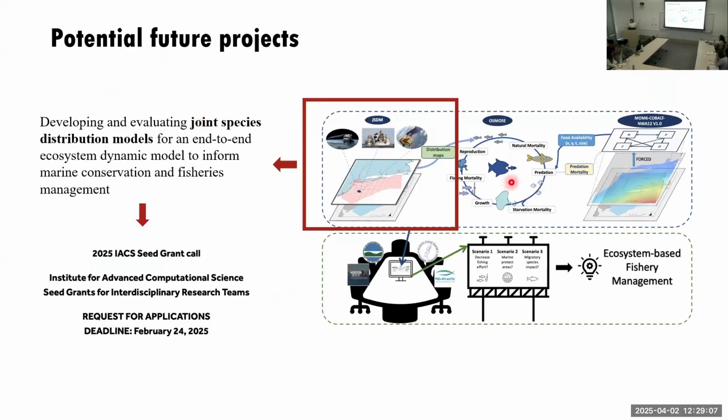To do that, we first need to develop a joint species distribution model, for which we need to test tons of data sets to select the most suitable data set that can be used for developing this distribution model. And we submitted this part of the analysis as a proposal to the IACS seed grant earlier last month, or maybe late February.